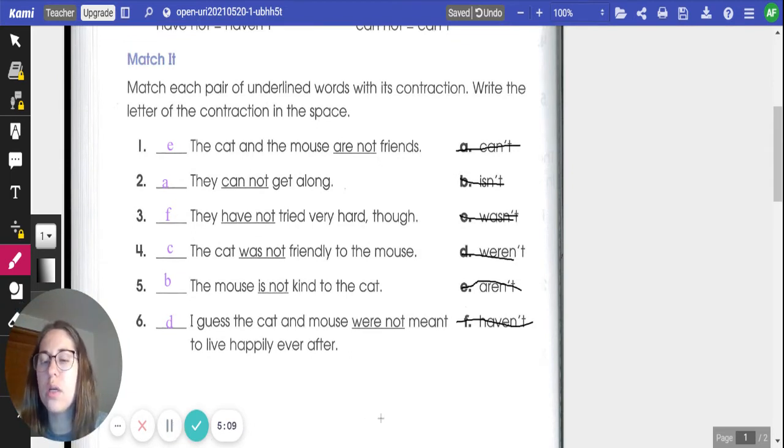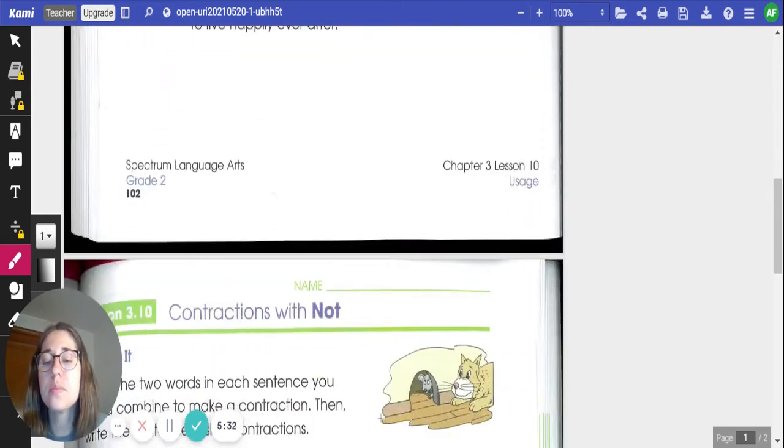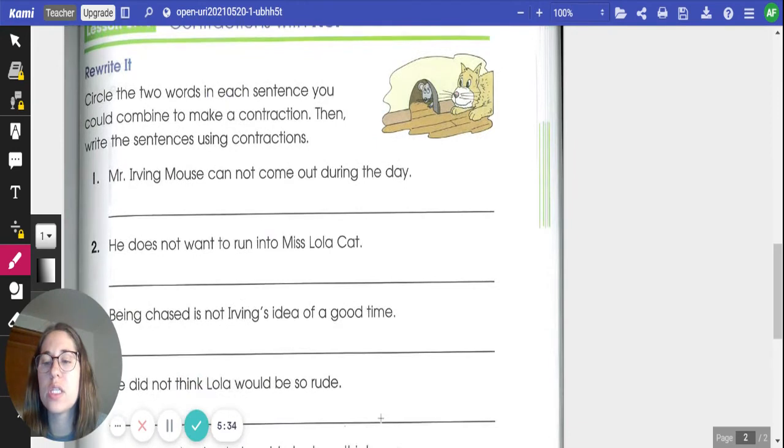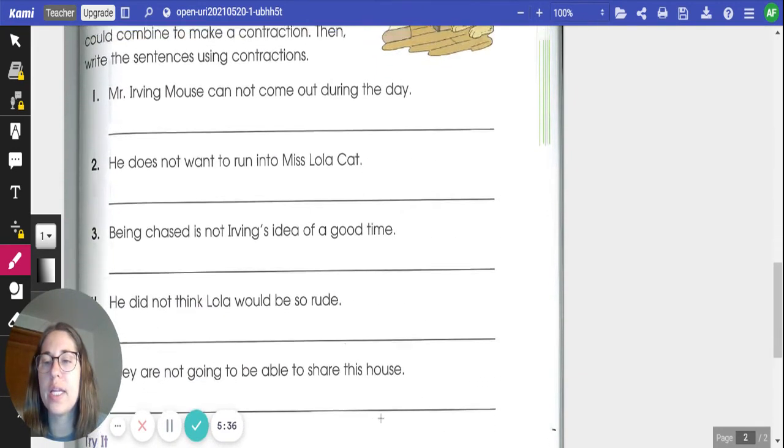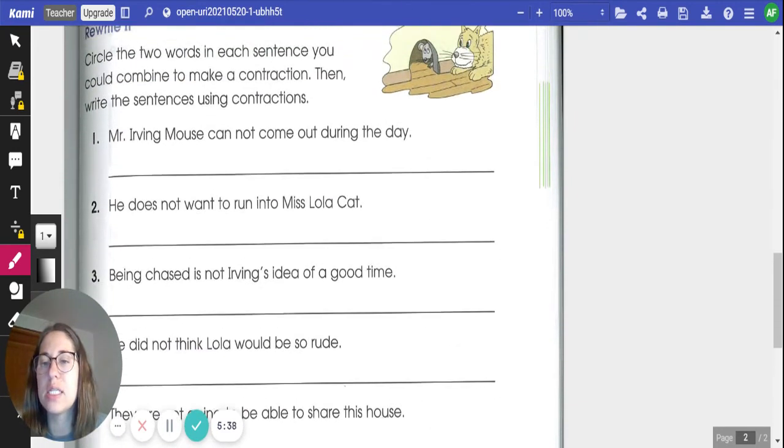Okay, for number 4, we're looking for the contraction wasn't. The cat wasn't friendly to the mouse, letter C. Number 5, the mouse isn't kind to the cat, that's letter B. Is not becomes isn't. And for number 6, were not becomes weren't, W-E-R-E-N apostrophe T, which is letter D. I'm going to go ahead and move down to the next page where we're going to be writing some sentences.